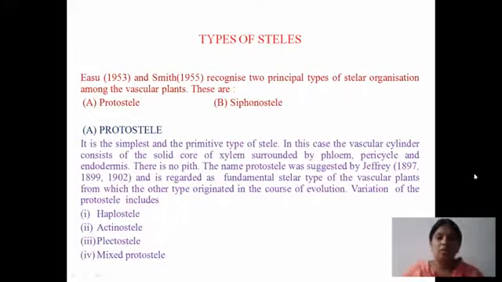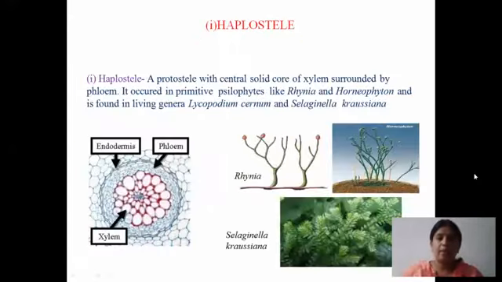Variations of the protostele include haplostele, actinostele, plectostele and mixed protostele. Haplostele. In haplostele, this is a type of stele with a central solid core of xylem surrounded by phloem. It occurred in primitive psilophytes like Rhynia, Horneophyton, and also it is found in living genera like Lycopodium cernuum and Selaginella kraussiana. Here you see, this is the solid core of xylem. Here, outer to that, phloem is present.